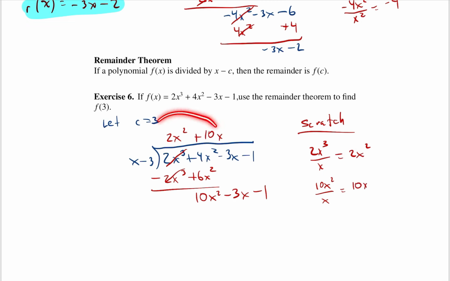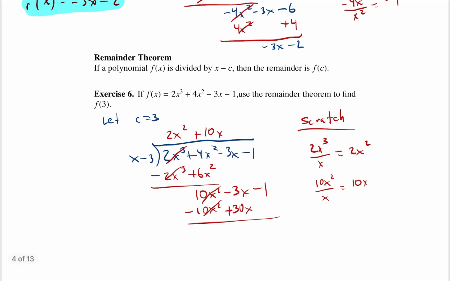And then we multiply once again. That will be 10x squared minus 30x. Subtract, which means change the signs after we distribute. This becomes minus plus. So minus plus. Cancel these two terms out. Now we have positive 27x, bring down the 1. And we can repeat this step one final time.